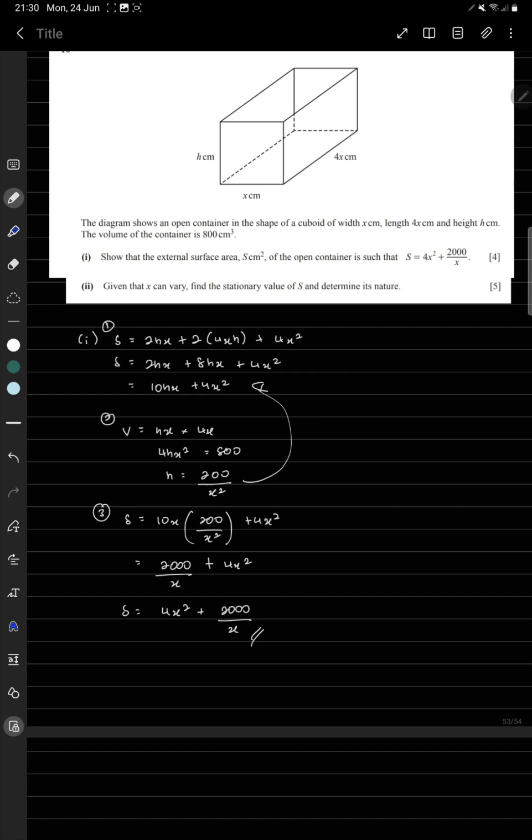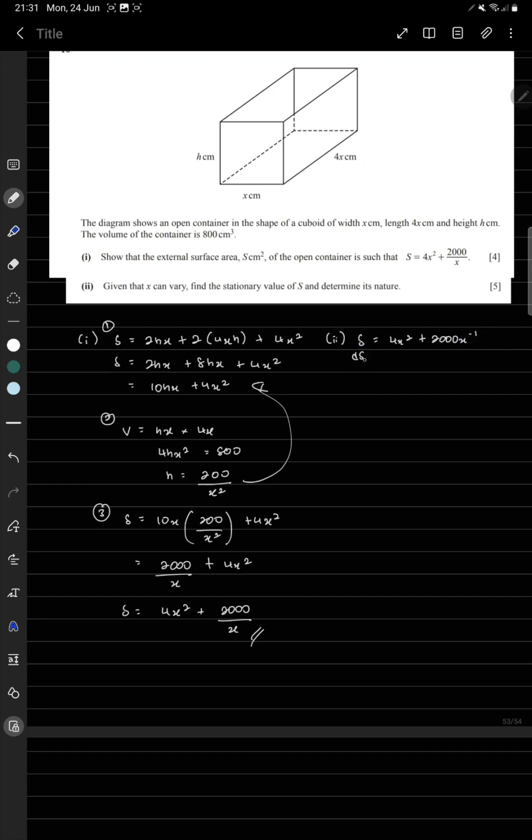All right, so moving on to the next question, given that x can vary, find the stationary value of S and determine its nature. So we want to find the stationary value of S. If you want to find a stationary value, the first thing that we're going to do here is differentiate. So let me copy this equation first. 4x squared, and I'll rewrite this as 2000x to the power of negative 1.